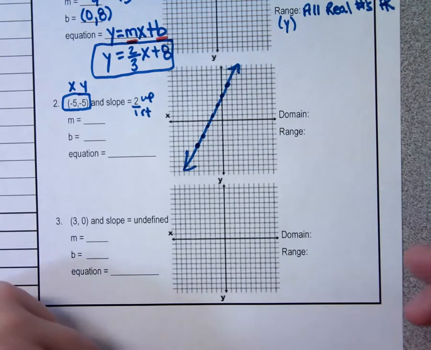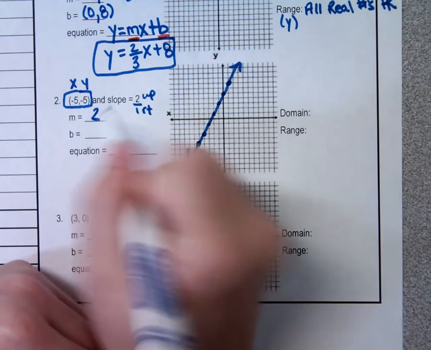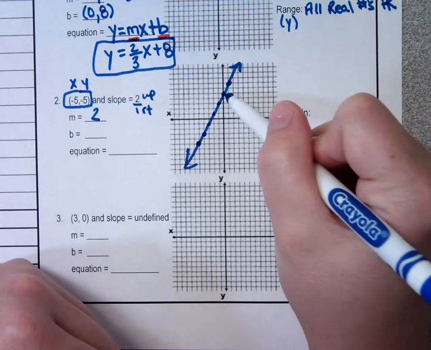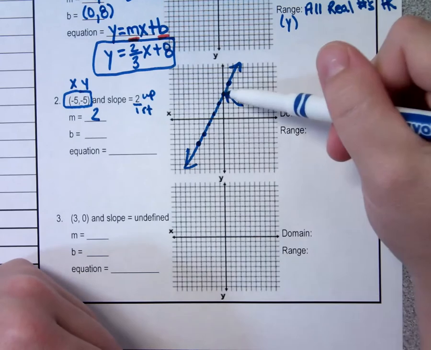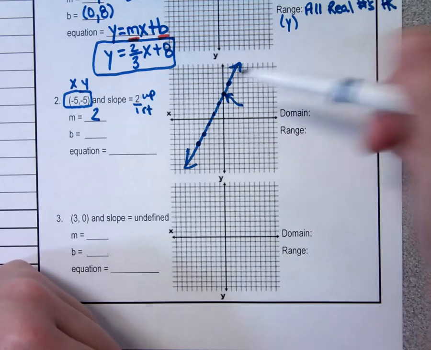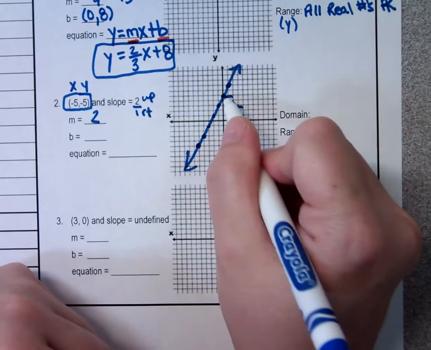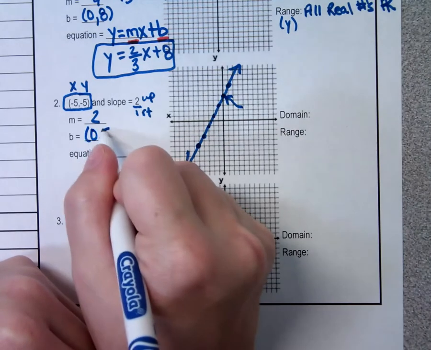All right, we know the slope is 2, or 2 over 1. The y-intercept is wherever the graph touches the y-axis. And where does it touch the y-axis? Can you count it? At 5, so that's 0, 5.